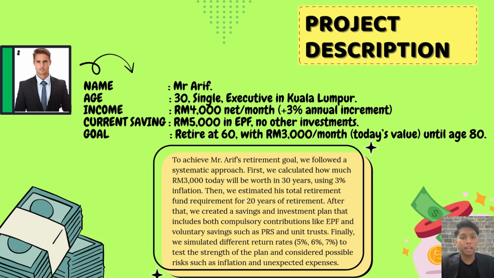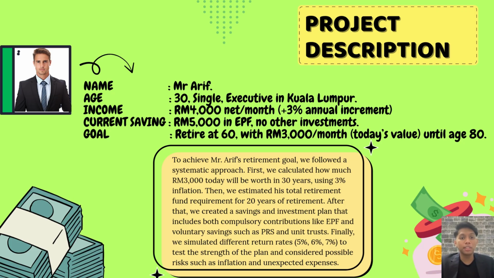fund. To get there, we first adjust his target income for inflation, since 3,000 ringgit today won't be the same in 30 years. Then we work out the total retirement fund we'll need. Based on that, we create a saving and investment plan that includes EPF, PRS, unit trust, and other long-term options that match his age and risk level. We also test different return rates from 5%, 6%, and 7% to see how fast his saving could grow and prepare for the possibility of lower returns.